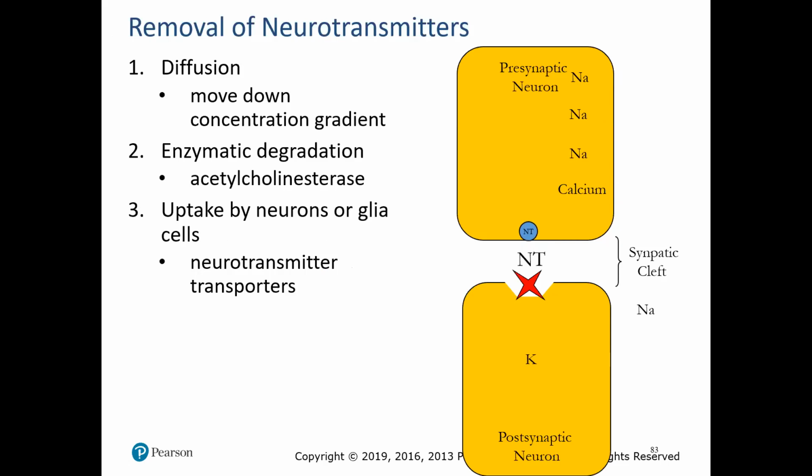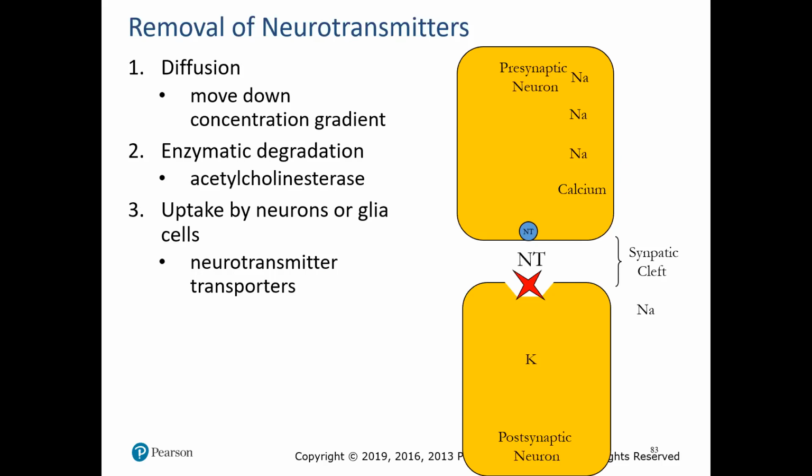We can allow the neurotransmitter to diffuse away, or we can use an enzyme like cholinesterase to break it down. That works with acetylcholine. Or we have the glial cells suck it up, because remember the glial cells are all around the neurons. They can suck up the neurotransmitter and destroy it.